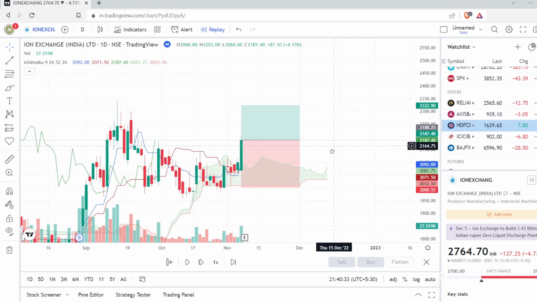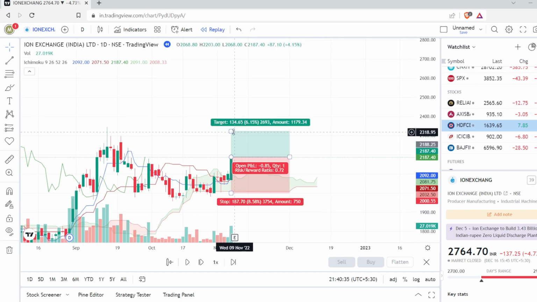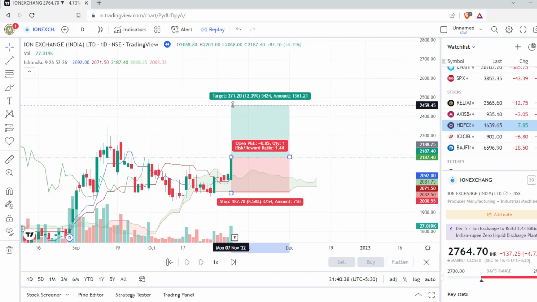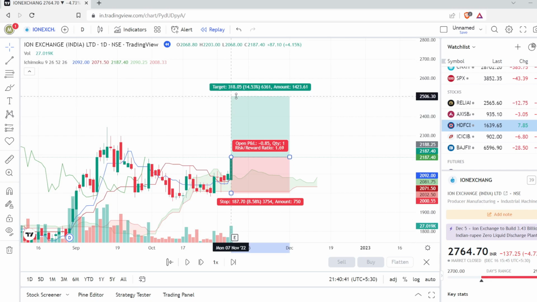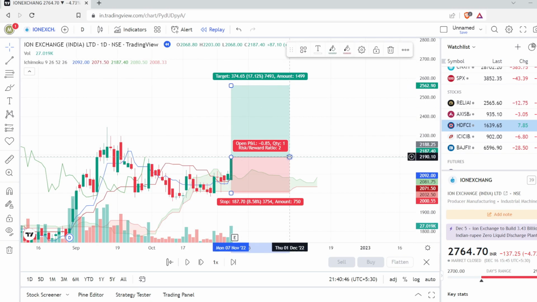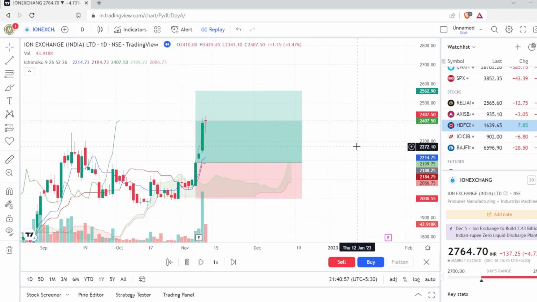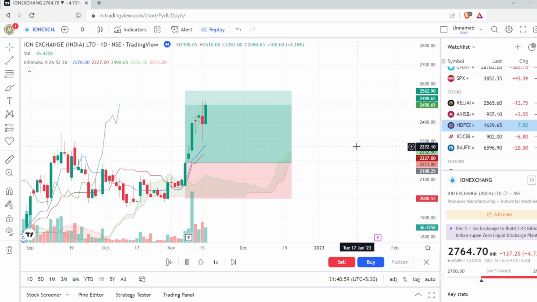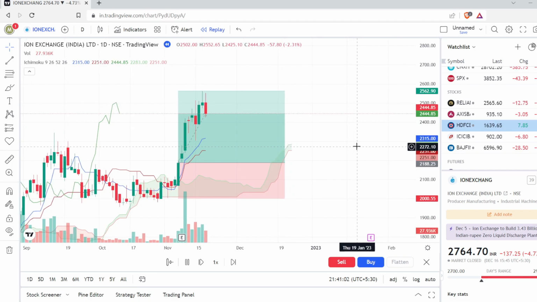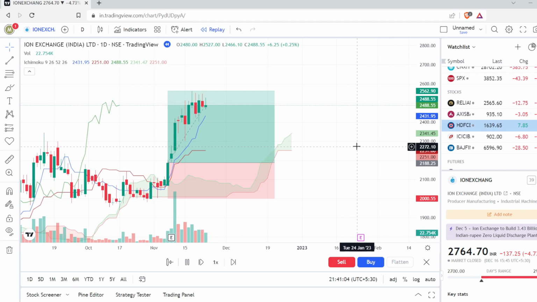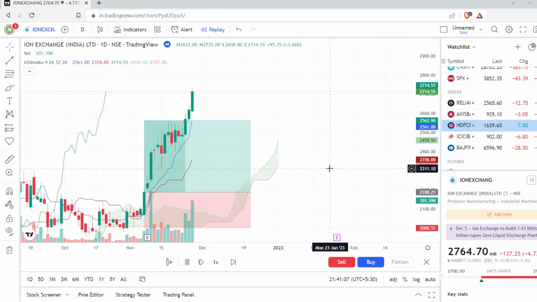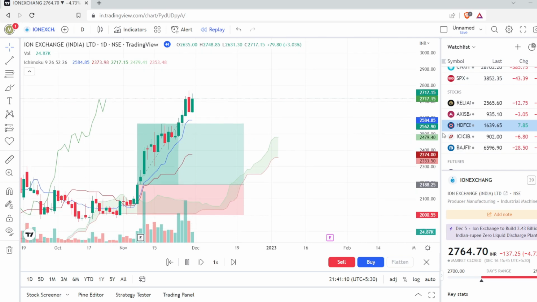A stop loss of 187, and our target, if we take a 2 to 1 risk-reward, we get a target of 52562. Okay, and let's see how our trade would have turned out. Within 2 days it gave a huge run up, almost touched our profit, done. And even after touching our profit, it went up huge.